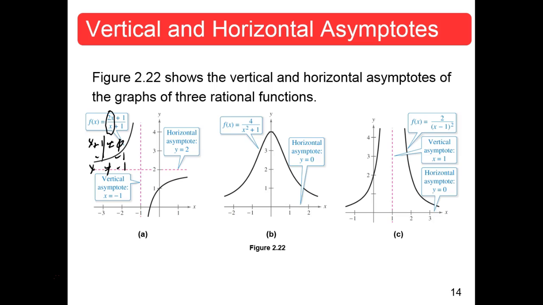Now, let's look at this one. Vertical asymptotes. Where do we look? Your denominator. And where is the denominator equal to 0? x squared plus 1. Where is that equal to 0?